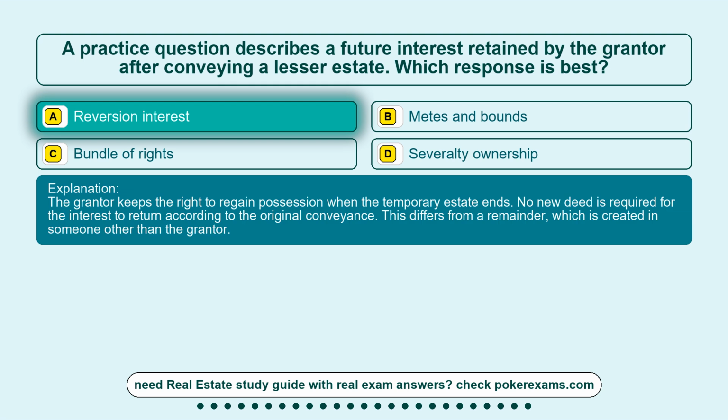The grantor keeps the right to regain possession when the temporary estate ends. No new deed is required for the interest to return according to the original conveyance. This differs from a remainder, which is created in someone other than the grantor.